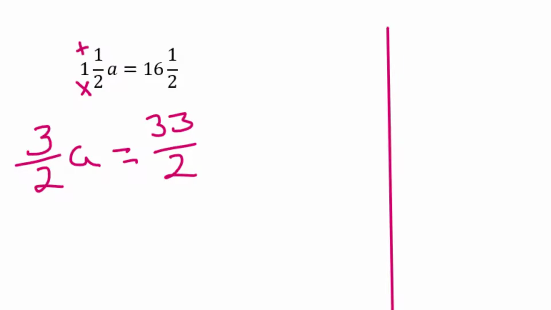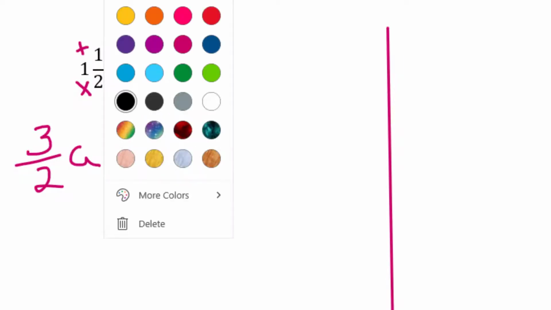So from here, let's continue. Let's identify our coefficient. Our coefficient is 3 over 2 because that's the one next to the variable. All right, so we're going to multiply by the reciprocal of 3 over 2 on both sides of the equation. That's how we apply the multiplicative inverse rule.